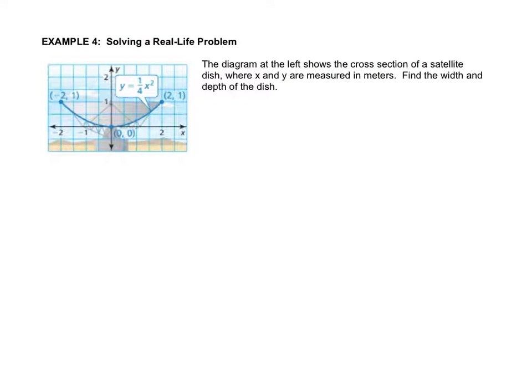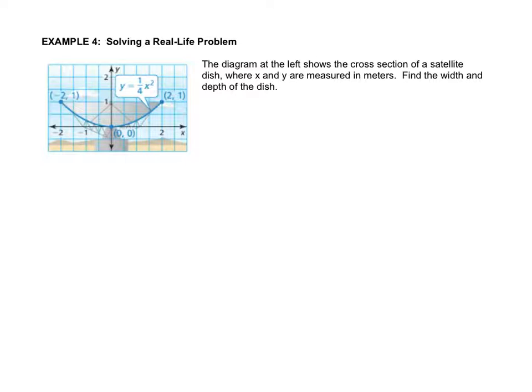And lastly, what I want to talk about today is how do we solve a real life problem. Obviously in real life, you wouldn't see this satellite dish on a piece of graph paper, but basically what we're trying to find out here is how we can use this parabola, this U look, to find the width and the depth of the dish. There are lots of different ways we could do this, but just to get an idea of where we can start seeing this.